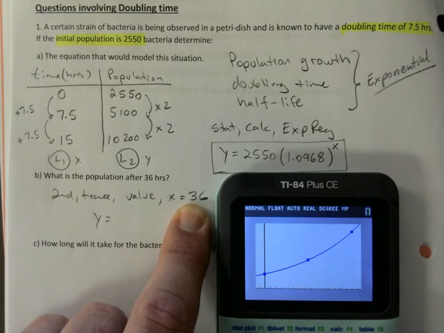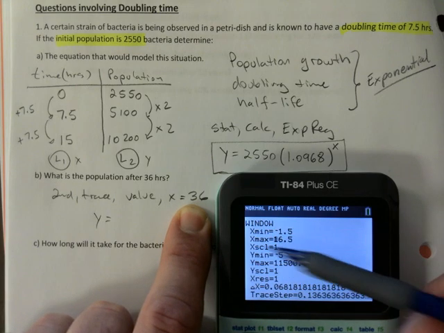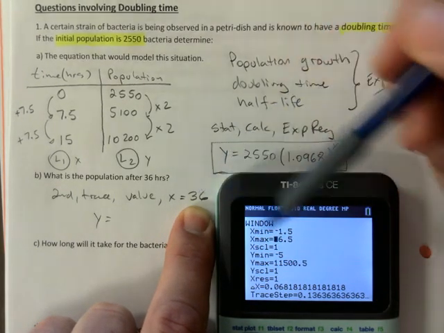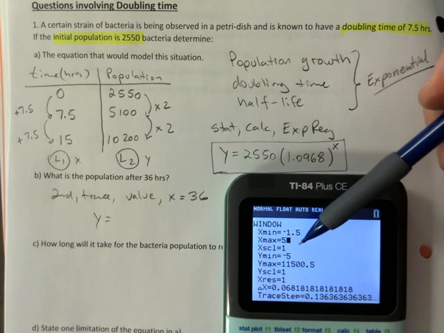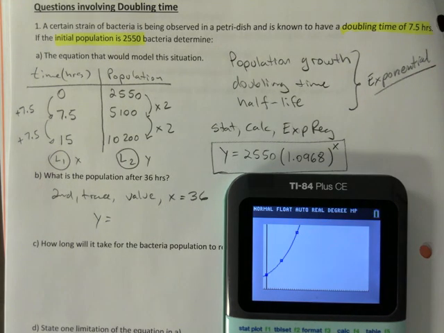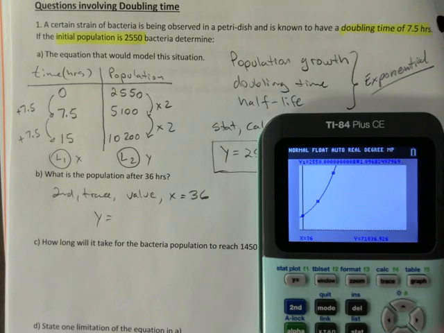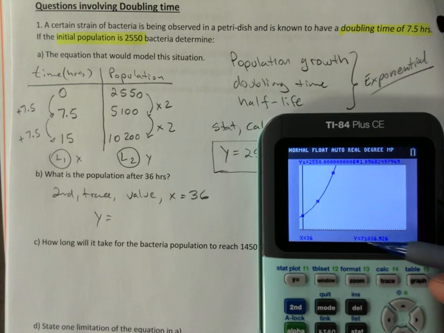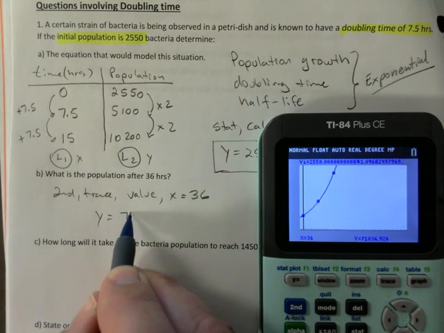I should probably check my window one more time. X max is 16. I'm going to enter 36. It's probably not going to let me, so I'm going to change this to 50, let's say, and hit graph one more time. So let's see if this works. Second trace 1, 36. It did let me find it, but it's way up in the 71,000 range. I'm just going to write this down.